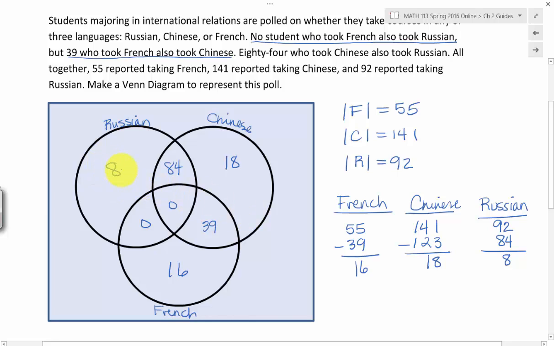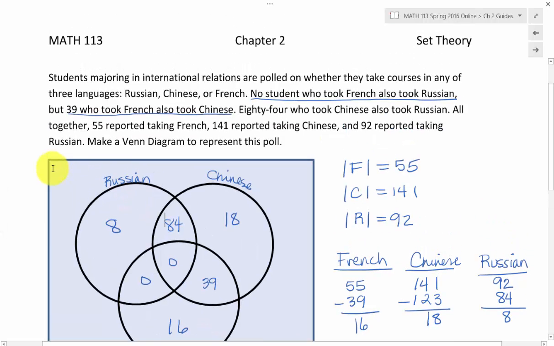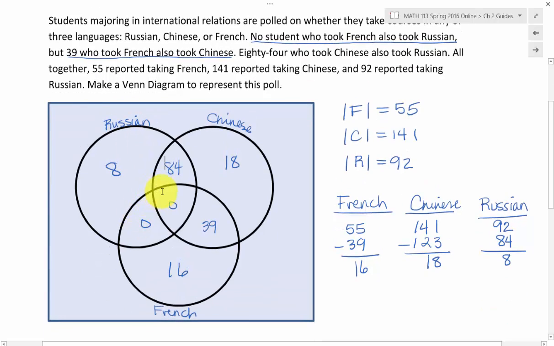And now there's one last thing. I don't know if there's anybody who's supposed to be outside of the sets, so I'm checking to see if there was a total number of students anywhere, and I don't see it. So I'm going to have to assume that these students are all taking a language, all of the international relations students.